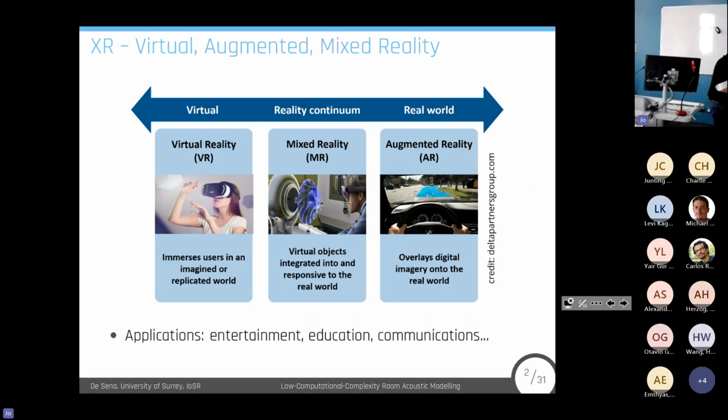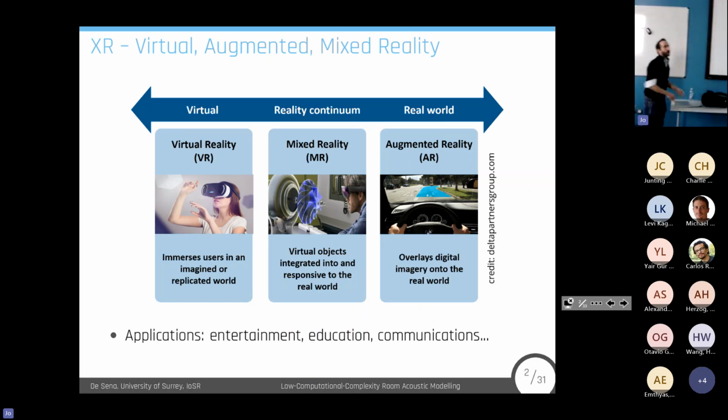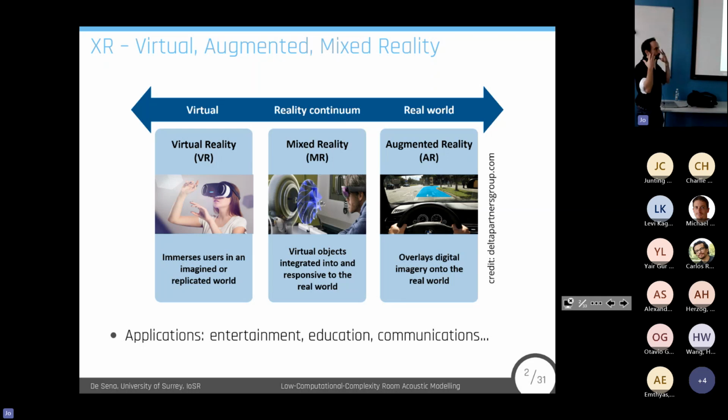So what's the context? The applications I'm thinking about throughout this talk are these, essentially. Virtual reality, where you immerse yourself into an alternative world, you block your vision of the real world. Augmented reality, where you overlay digital imagery onto the real world, and what's in between, mixed reality, where you can also interact essentially with virtual objects. In addition to that, I'm also thinking about computer gaming applications. So this is the application scenario that I'm thinking about throughout this talk, and these are applications in entertainment, education, communications. There's a number of those.